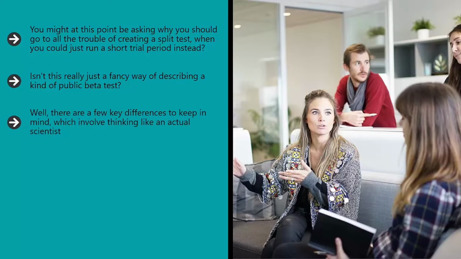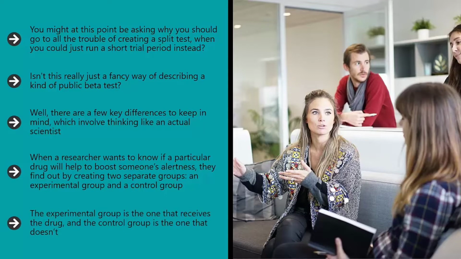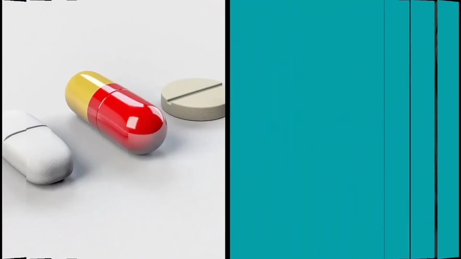Well, there are a few key differences to keep in mind, which involve thinking like an actual scientist, because that's what this is emulating. FYI, this is precisely the same technique used in research. When a researcher wants to know if a particular drug will help to boost someone's alertness, they find out by creating two separate groups, an experimental group and a control group. The experimental group is the one that receives the drug, and the control group is the one that doesn't. This then gives the researcher the opportunity to compare the stats from the two groups.